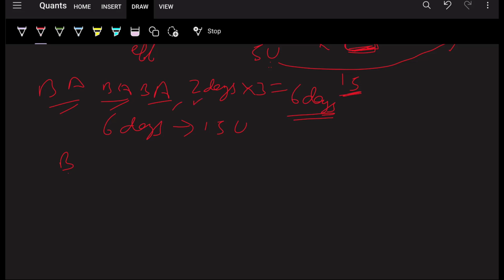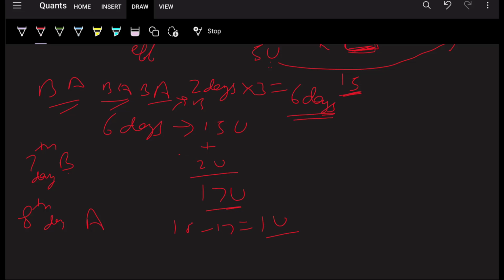Now B will come for work. For B, 2 is the efficiency, that in 1 day it will complete 2 units of work. So plus 2 units, so 17 units of work, and it will be the 7th day. Now A will come on the 8th day, but the amount of work remaining is 18 minus 17, which is equal to 1 unit. 1 unit of work is remaining for A.